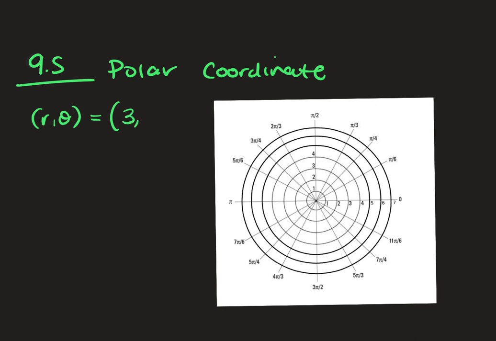So if I said (3, 3 pi over 4), then I go to 3 pi over 4 on my unit circle, which is on the left, and I would go to the third ring, 1, 2, 3, and I would literally plot a point. That would be that point.